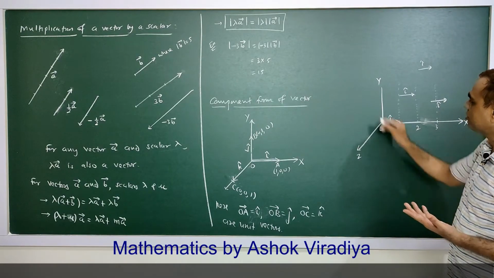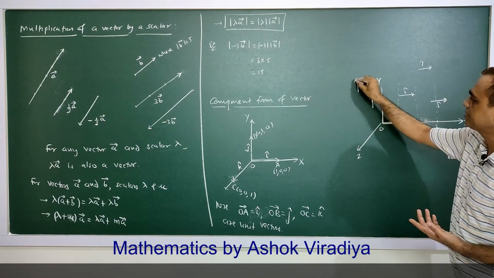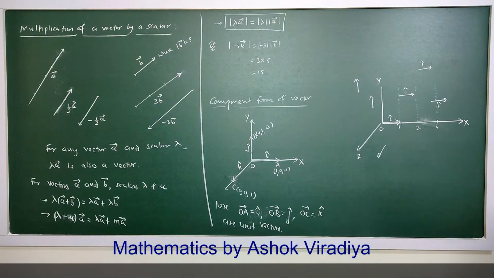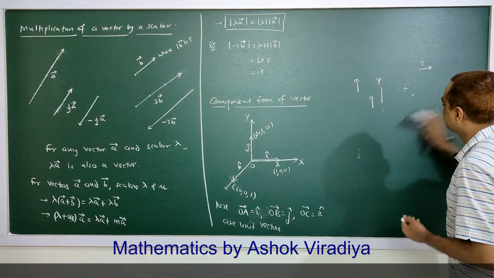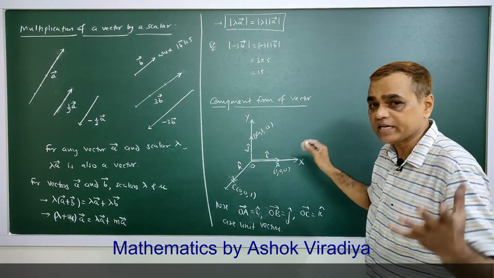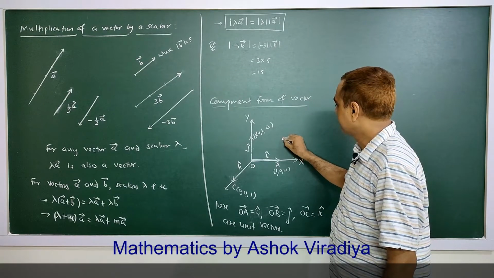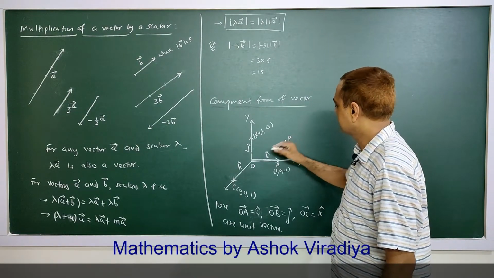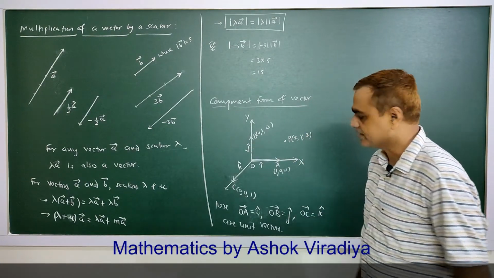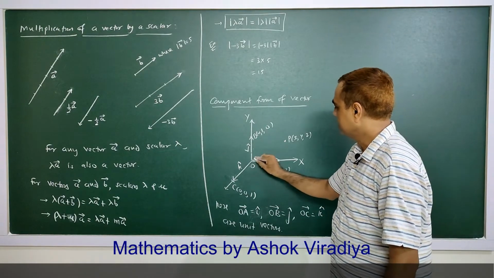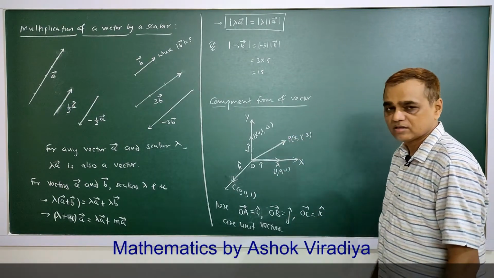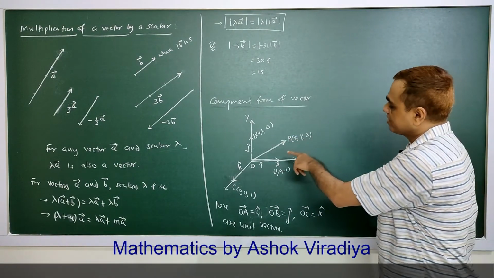Similarly, for j cap, this is j cap, and this is k cap in this direction. So that is from vectors. Now in this space, suppose somewhere here I am taking a point P. P is a point whose coordinates are x, y, z. This is the origin. Now joining the origin with P, this is a directed line segment. So here we are getting vector OP.